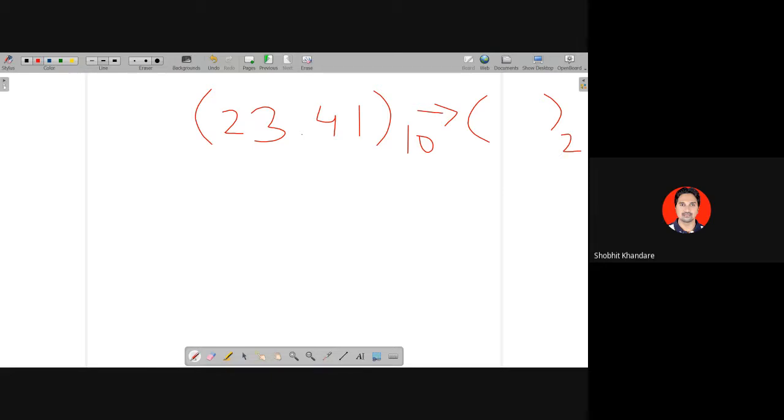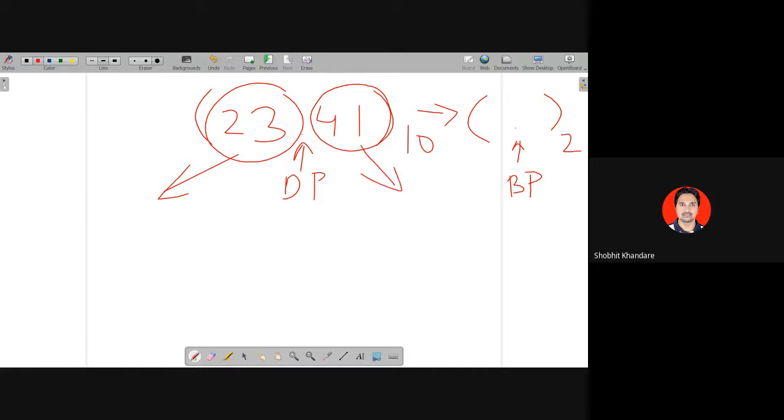Now as there is a decimal point, I'm very particular. Here also there will be a point, which is a binary point. So here it is a decimal point, then after conversion you will have a binary point. Now we have to do some calculations on the integer part 23 and some calculations on the fractional part, that is 41. So these will be done separately.